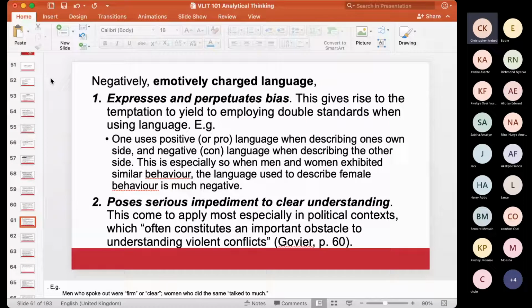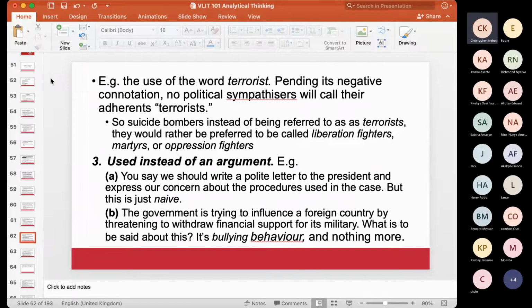And two, when you also use emotively charged language, it can pose serious impediment to clear understanding. It means that people who need to understand you will not gain understanding. They wouldn't even know what you are talking about, right? So it's very important we try to understand some of these issues thoroughly. For example, the use of the word terrorist.